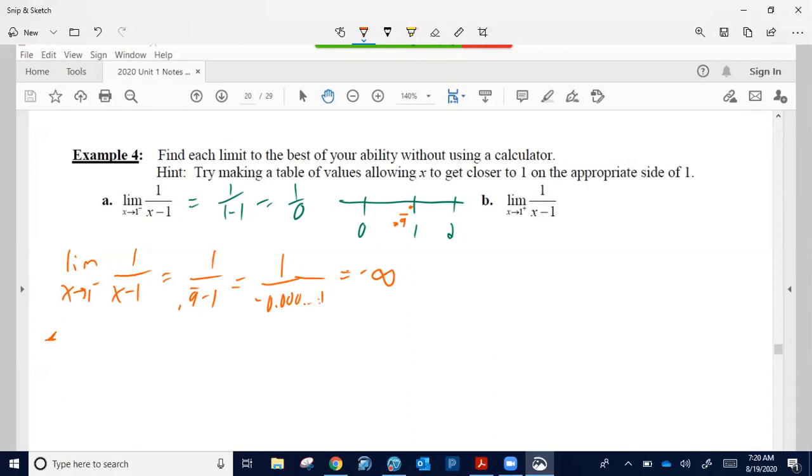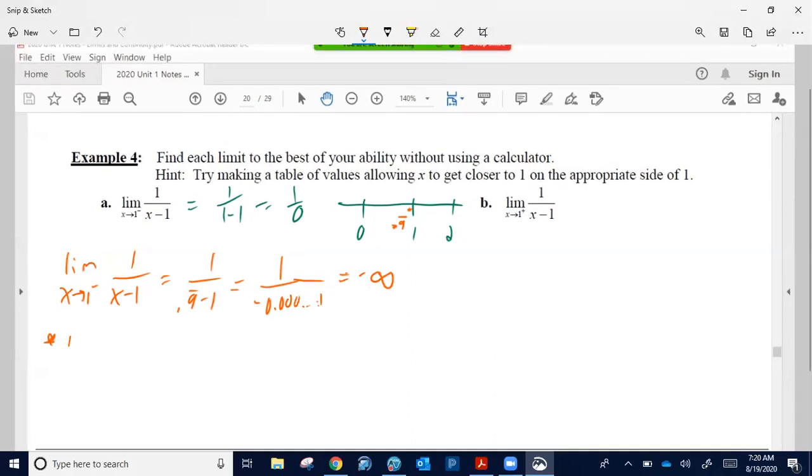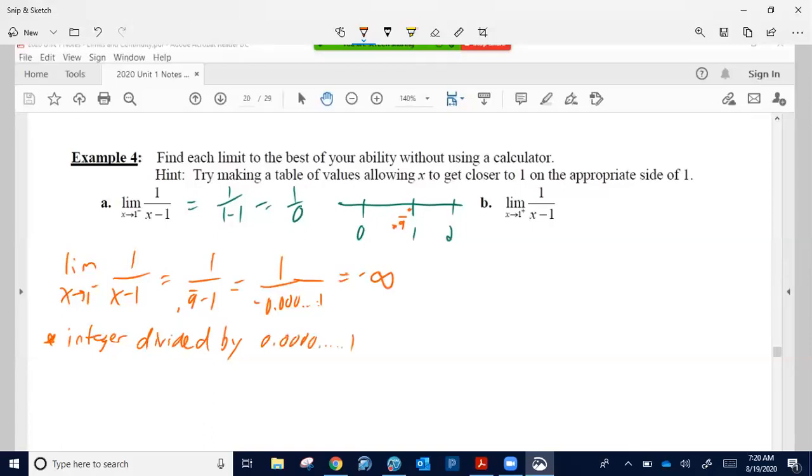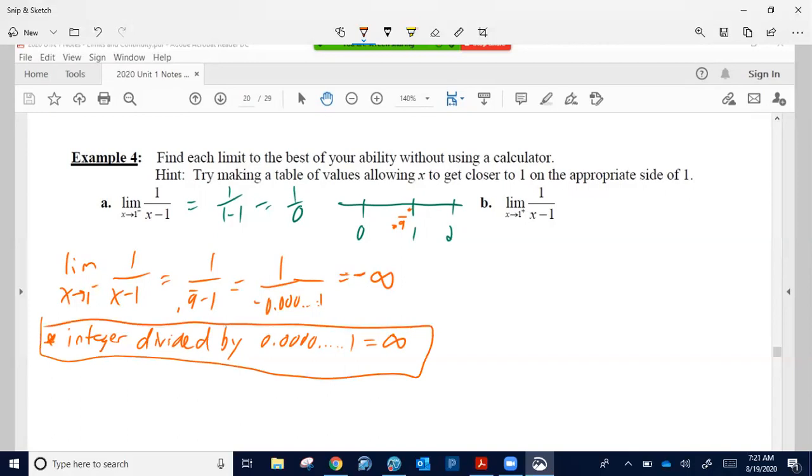So kind of an unwritten rule, an integer divided by 0.00001 is going to equal some type of infinity. And this was a negative infinity because it was negative 0.0000001.